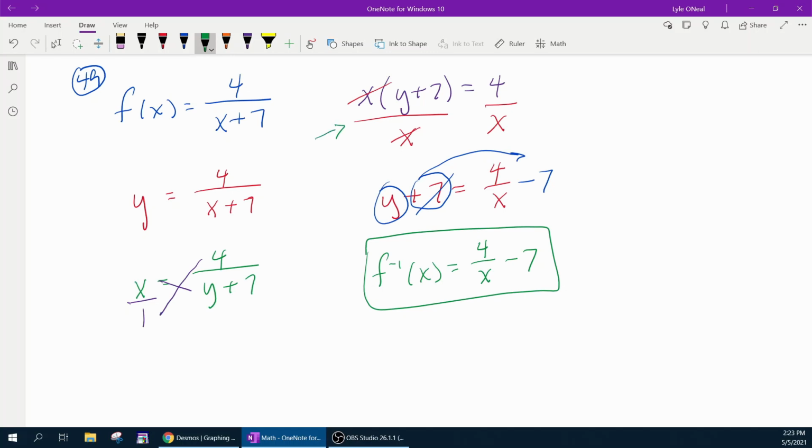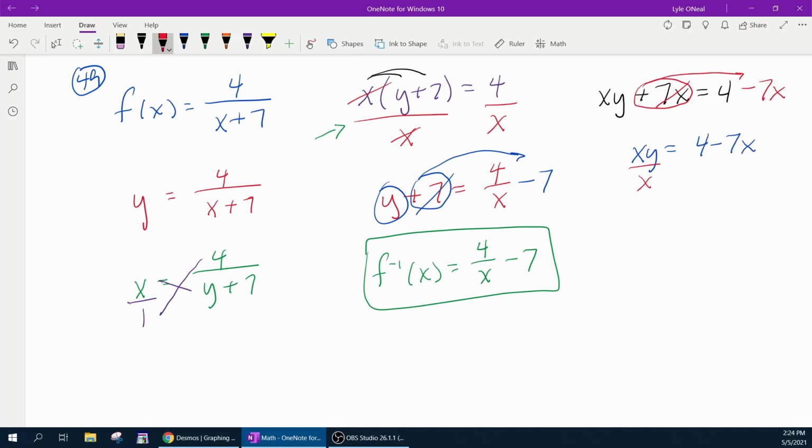Well, remember back up here where I said you had a decision to make. Let's play the what if game. And let's say, what if you chose to distribute the x? What would that look like? In that case, you would get xy plus 7x equals 4. And then to solve for y, you would move the 7x over, which would give us xy equals 4 minus 7x, and then you would need to divide by x.